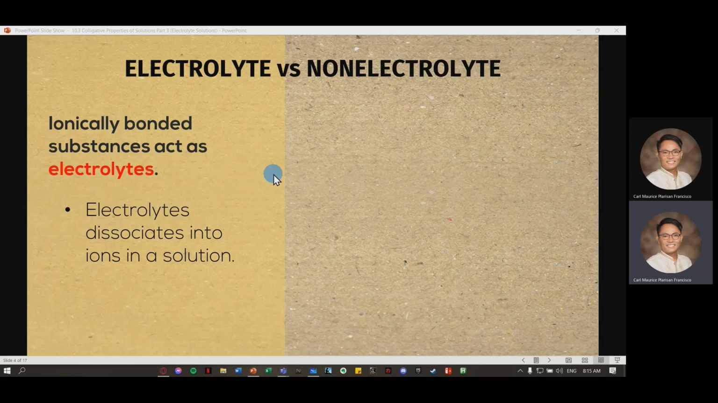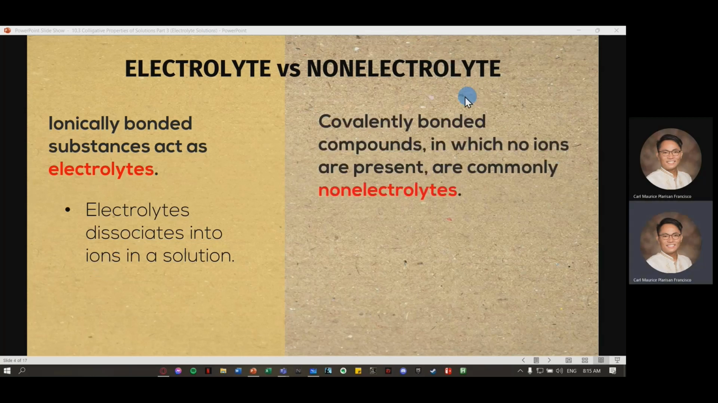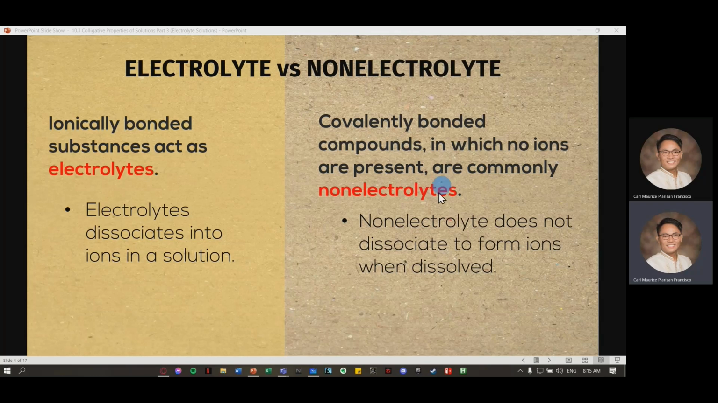Okay, so whenever electrolytes or ionic compounds are added into a solution or formed into a solution, they typically dissociate, or in other words, break down into ions. Whereas non-electrolytes are covalently bonded compounds, or in other words, covalent compounds in which no ions are present. So meaning to say, whenever covalent compounds or non-electrolyte materials are added into a solution, they do not dissociate to form ions when dissolved.